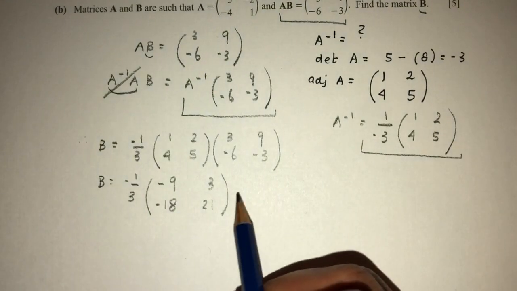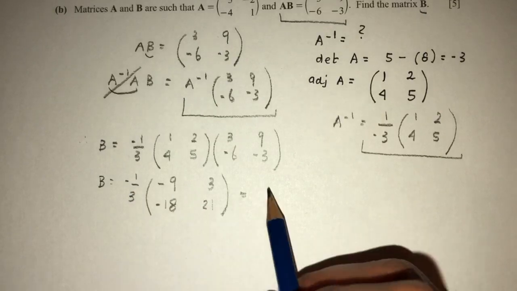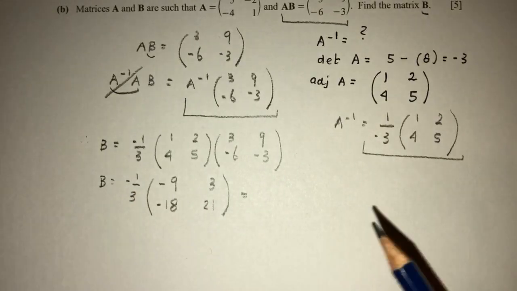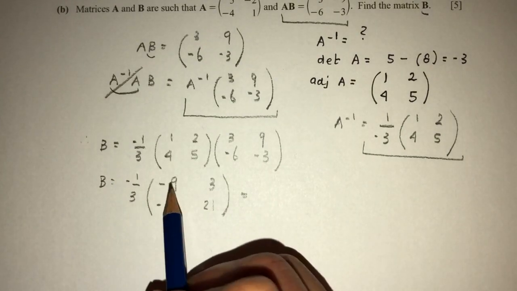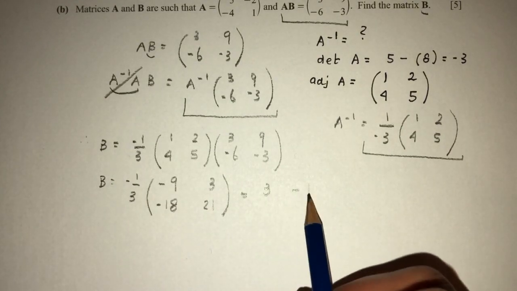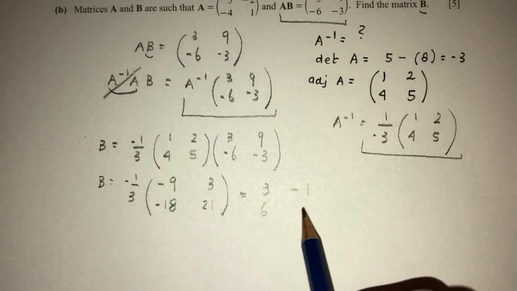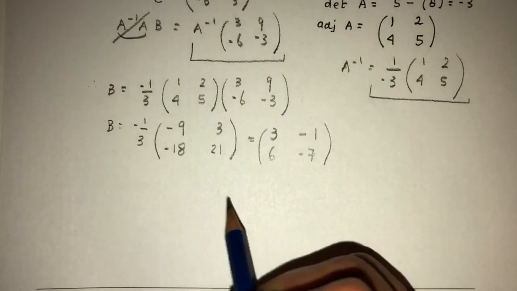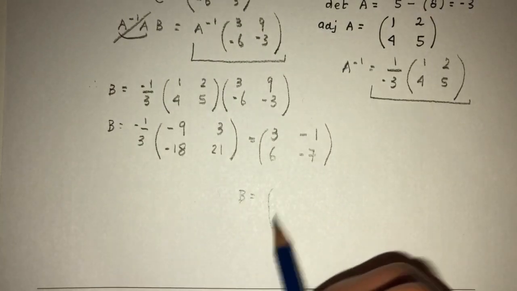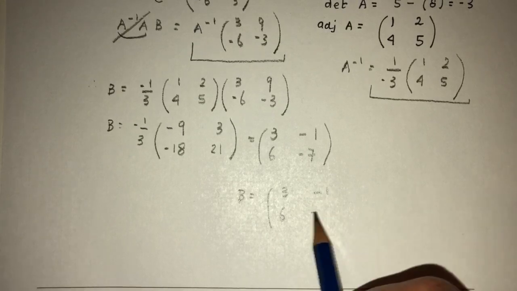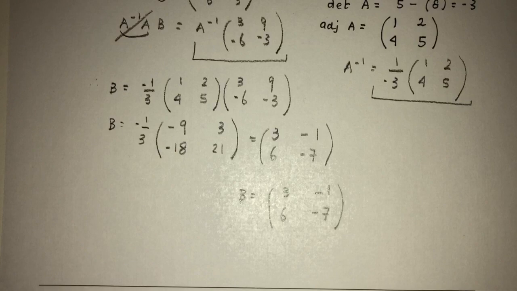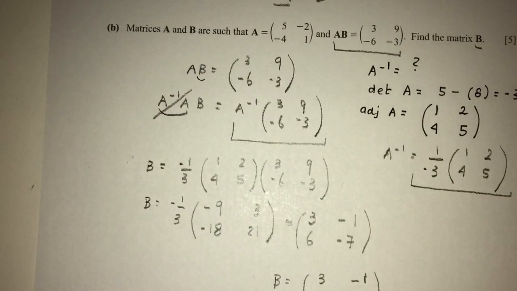So simplify. Divide by this value, you will have... If you're not sure, you can always use a calculator, but it's pretty simple, right? So minus 1 over 3 times this should be 3, minus 1, that should be 6, and that should be minus 7. That will be your matrix B. But again, it is always best to check with a calculator, because sometimes you can make stupid mistakes, and this will guarantee you have the right answer. Anyways, that is question number 6.